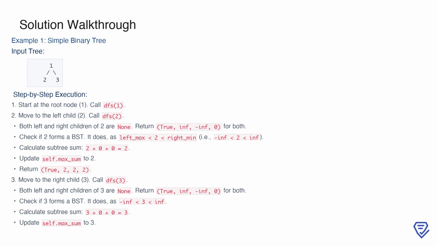Moving to the right child, 3, we repeat the same process. Like 2, node 3 is also a valid BST with a subtree sum of 3. We update self.max_sum to 3, as it is now the maximum sum found so far.